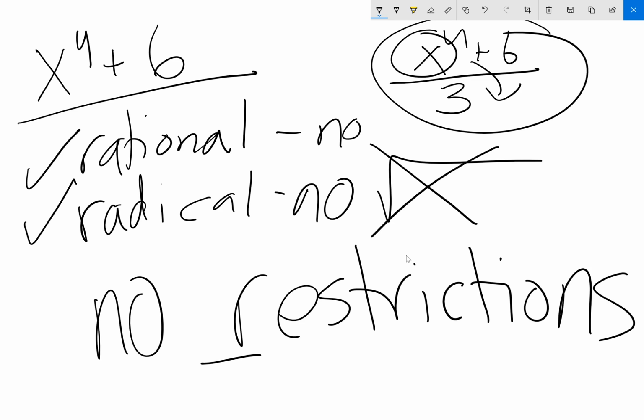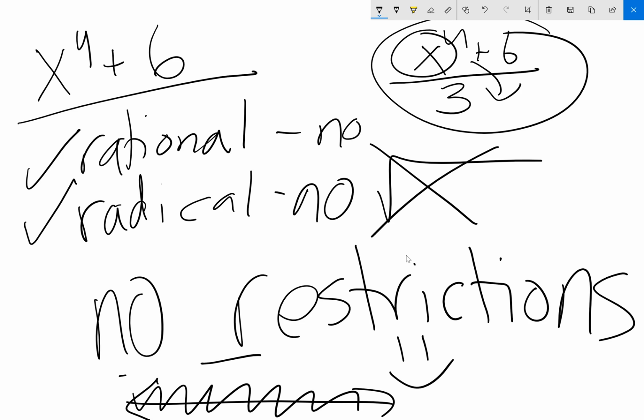Okay, so it's happy. So since it has no restrictions, it can be any number, meaning it can go from negative infinity, that's a terrible infinity, but that's okay, to positive infinity.